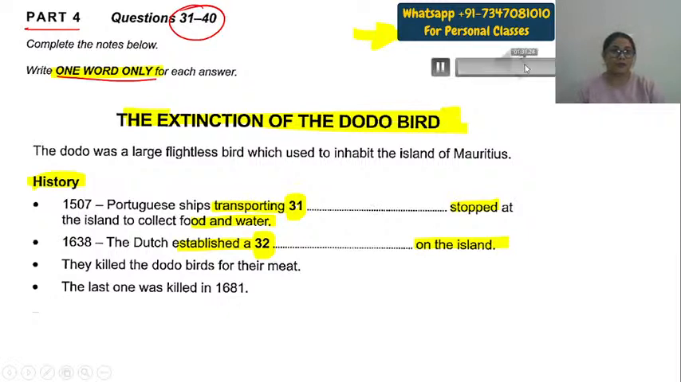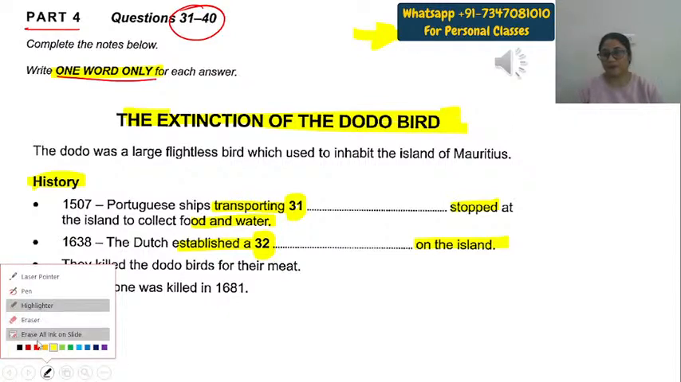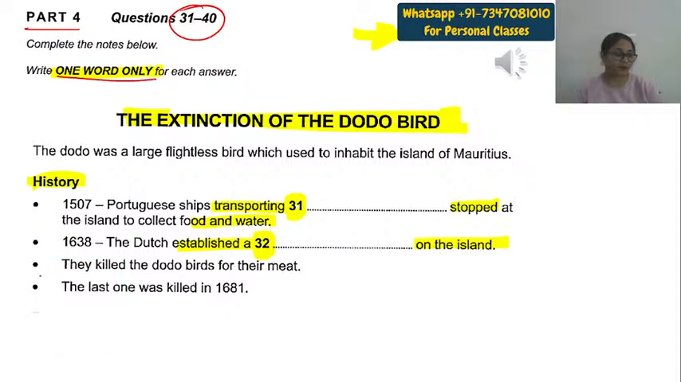Part 4. You will hear part of an environmental science lecture about a large bird called the dodo, which is now extinct. First, you have some time to look at questions 31 to 40.